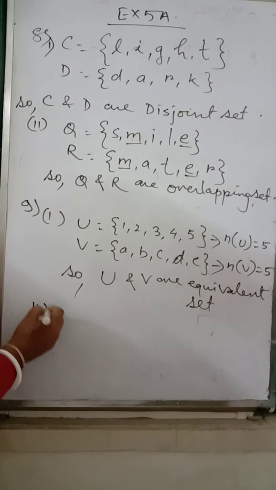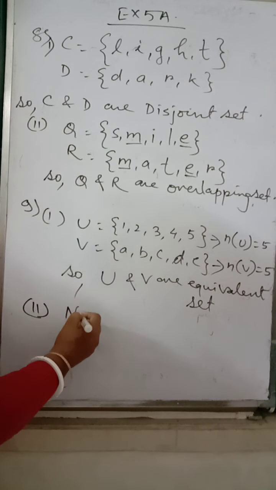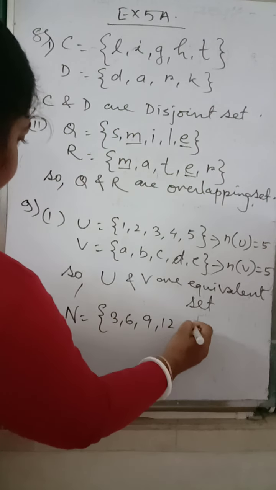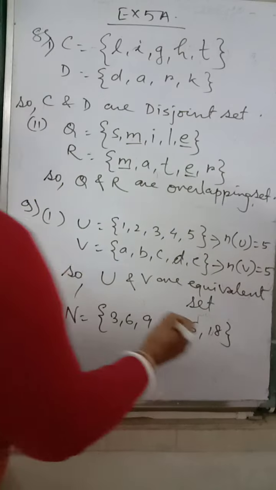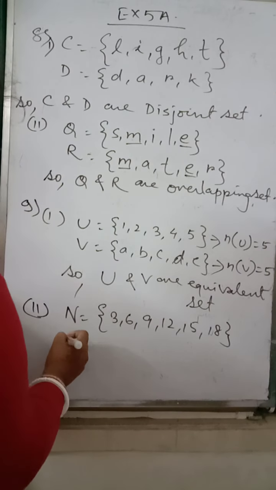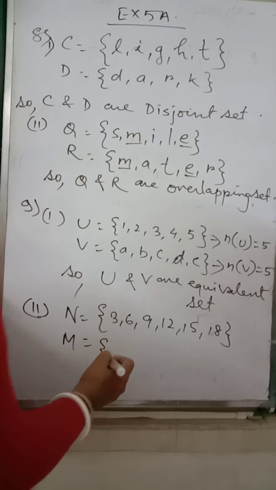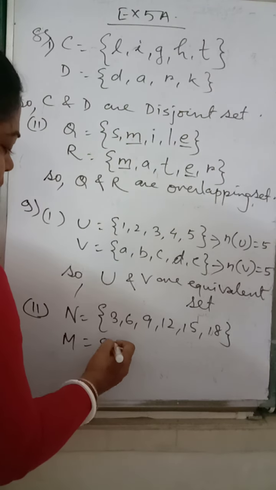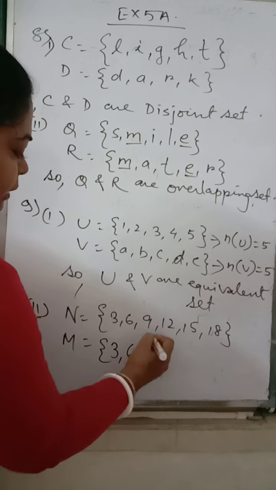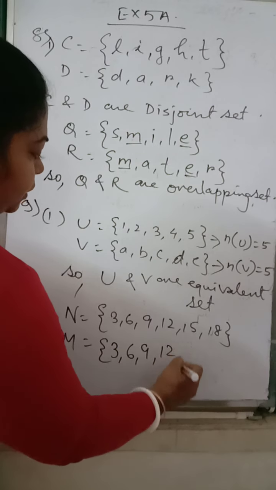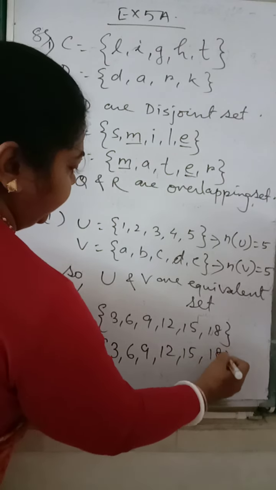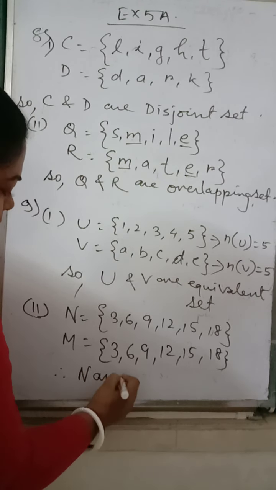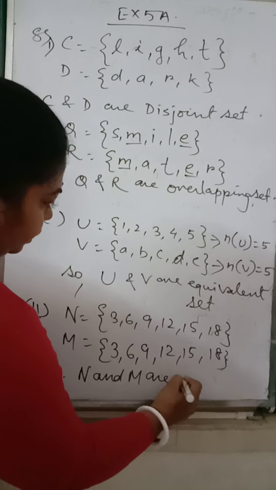Now you see 9-2, it is given N is equal to 3, 6, 9, 12, 15 and 18, and M is equal to 3n, where n belongs to natural numbers and n is less than 7. So 3 into 1, 3. 3 into 2, 6. 3 3s are 9. 3 4s are 12. 3 5s are 15. 3 6s are 18. The same members we have. So we'll write N and M are equal sets.